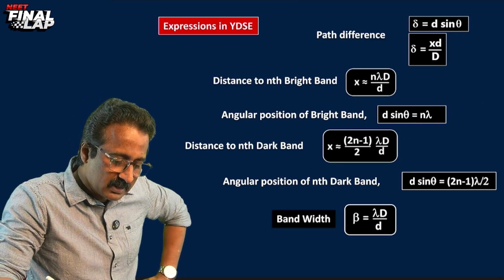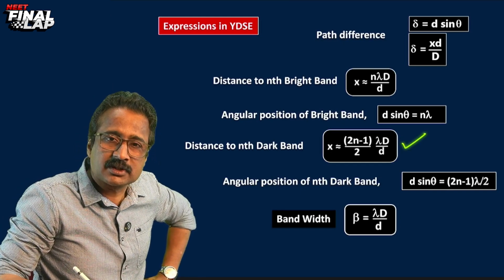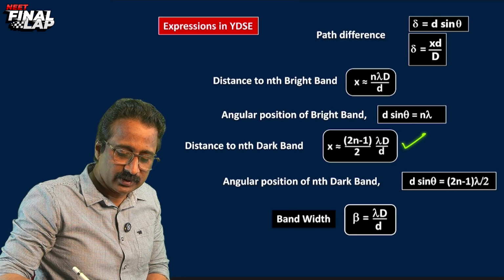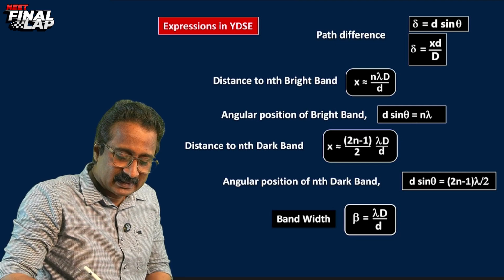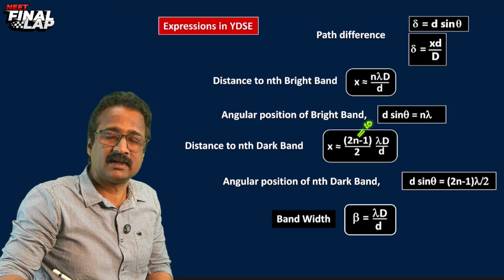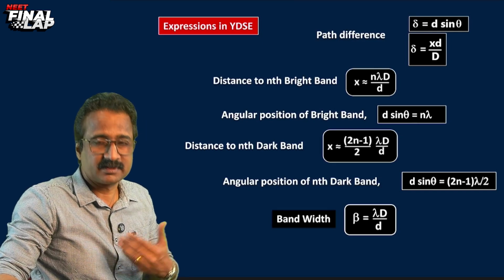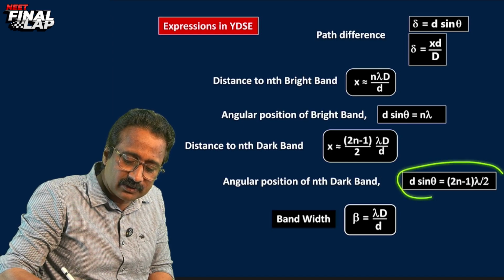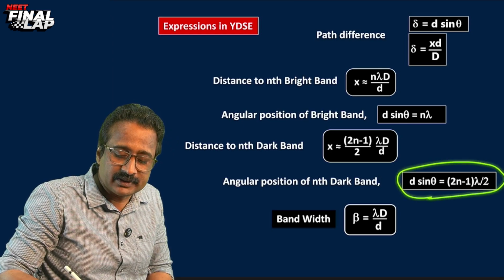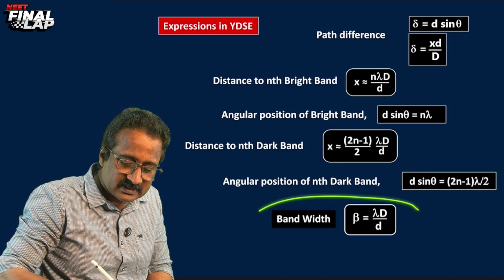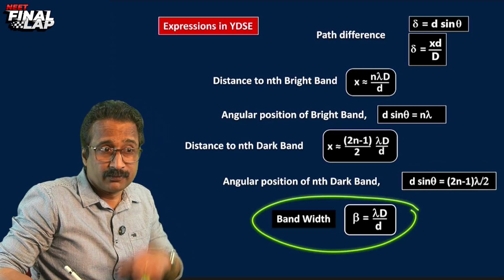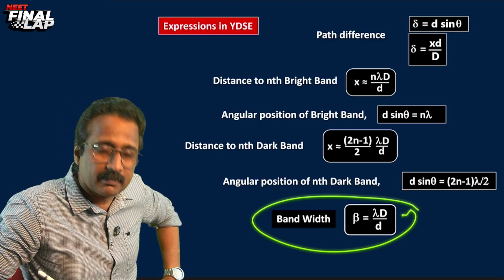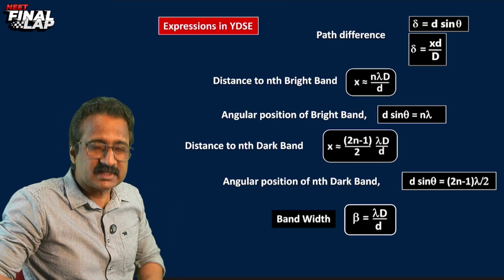Now similar way, dark bands, approximate distance to dark band is given by this expression. It is (2n minus 1) lambda D by 2d. If you want to find the distance to 10th dark band, certainly put n equal to 10 there. But that is only approximate. If you want to find the exact location of any dark band, I will advise you this equation. Now finally, this is a separate equation for bandwidth, the fringe width, which is a measure of spacing between the bands. That is given by lambda D divided by d. So these are equations you must essentially have.